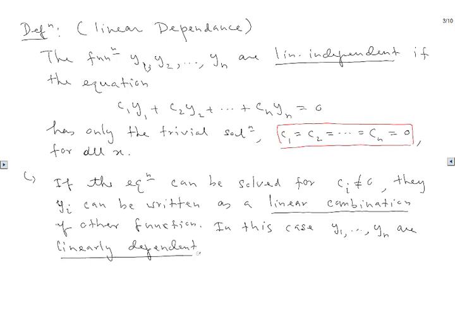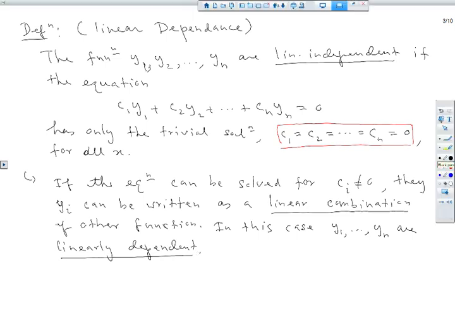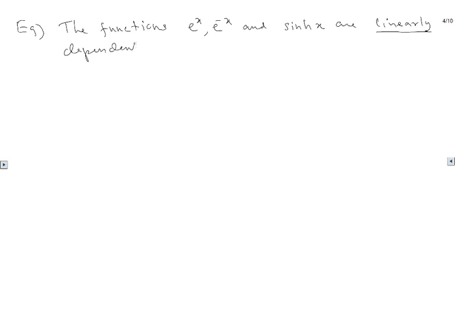So let's try to understand this from an example. For example, the functions e to the x, e to the negative x, and let's say hyperbolic sine, sinh x, are linearly dependent. Why? If you want to show that something is linearly dependent, you can find a relationship between those three. If you can find a linear relationship, not powers, linear, then you can say they are linearly dependent.